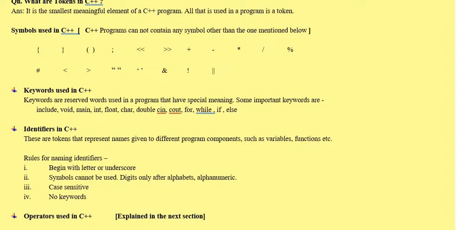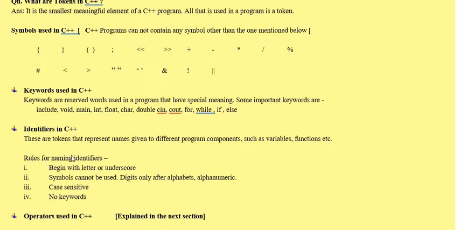Then comes identifiers. Identifiers are the names that the programmer gives for certain labels. For example, if you are using a variable, then that variable will have to have a name, and that name is what is identified by the identifier.